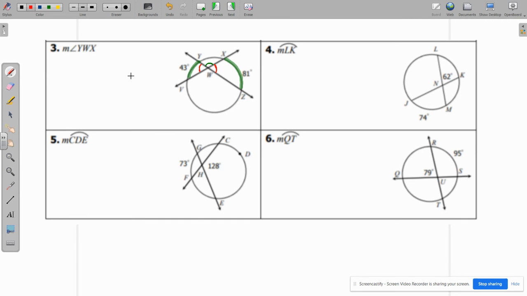But that's still helpful to us. So I'm first going to find the measure of one of those angles. So for instance, YWV.